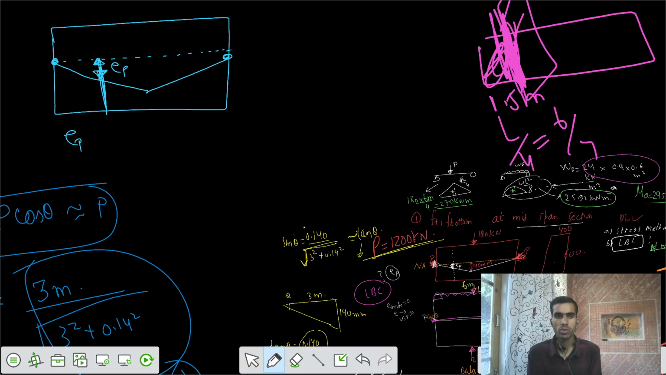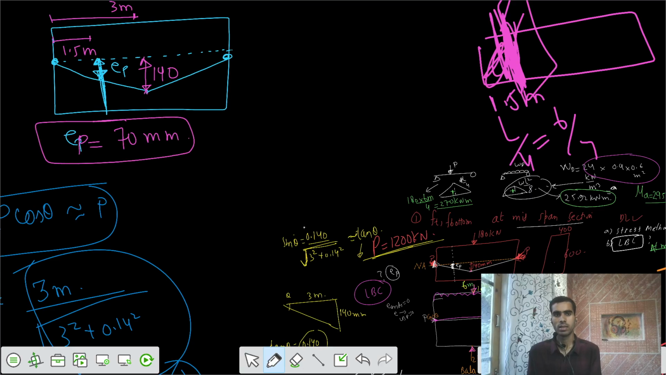I would say e_p can be solved as, total length was 3 meters, and this length is only 1.5 meters. So e at P would be equal to, if the total eccentricity was 140, this would be 70 millimeters by the similar triangles. Can I say that this is 70 millimeters?